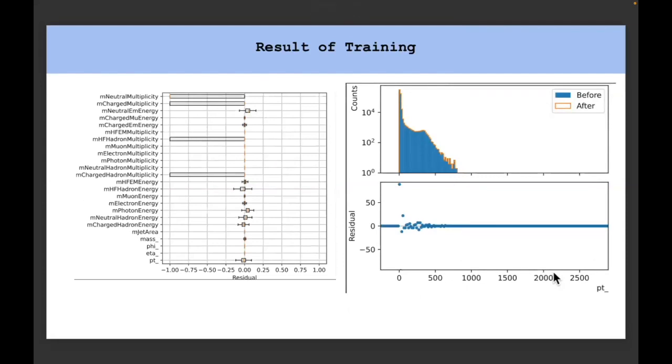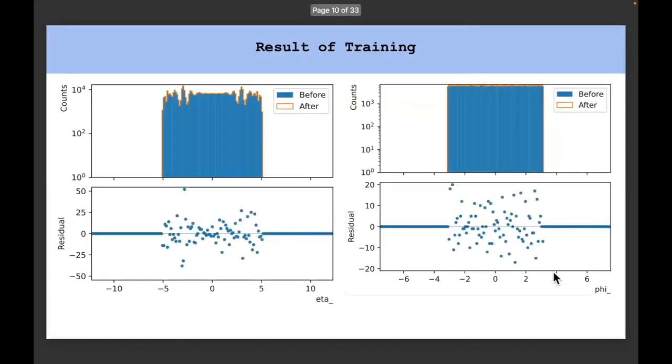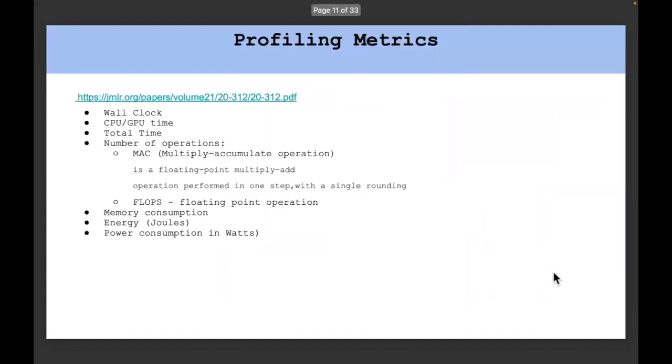So in the end, after the training, it provides the compressed data, and here you can see the picture of the distribution of some features before and after the compression. It's provided in order to check that this framework works. So here we have the PT and phi. I just put the three of them. And let's go back to some technical things.